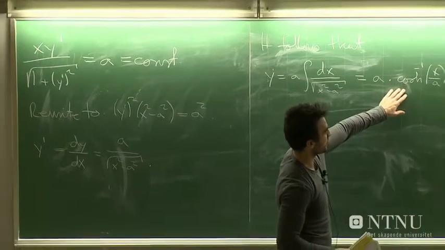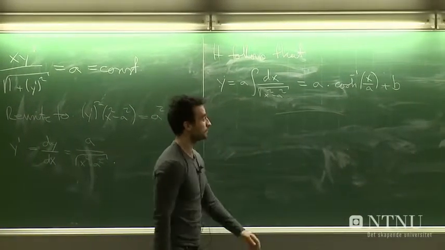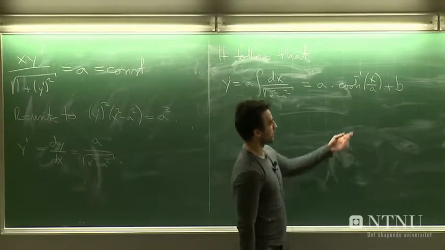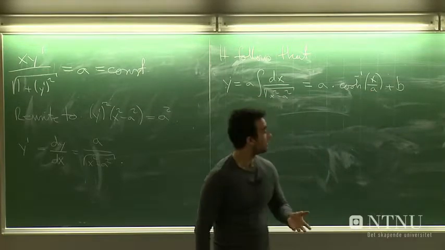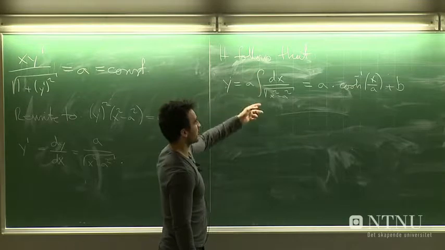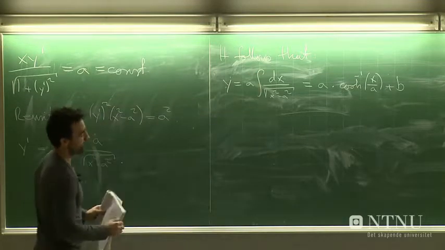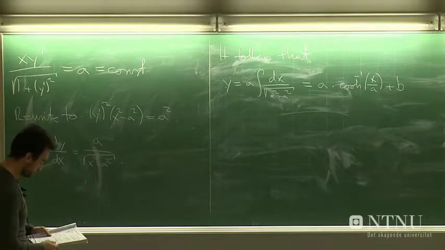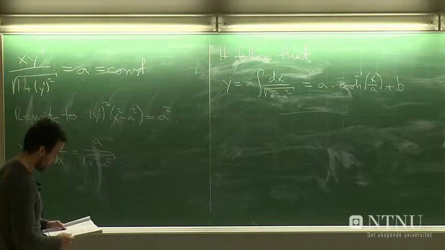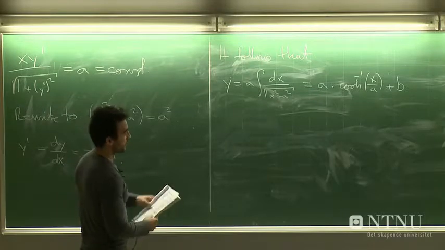And it's equal to the inverse of hyperbolic cosine with an argument x over a, and here's b, the undetermined constant, since we haven't specified any limits on this integral. So that's one way of writing it.